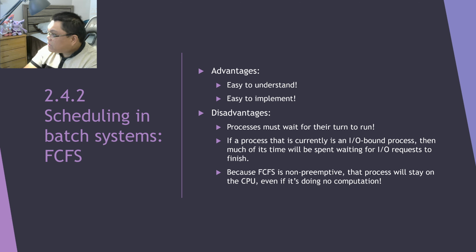So the advantage of first come, first served is that it's easy to understand and easy to implement. The disadvantage is this: processes must wait for a turn. So let's say we have 2 processes. One arrives first and becomes the first process to run on the CPU. The next process comes in and it's waiting for its turn, which might not be all that bad, but consider this. What happens if the first process were running?